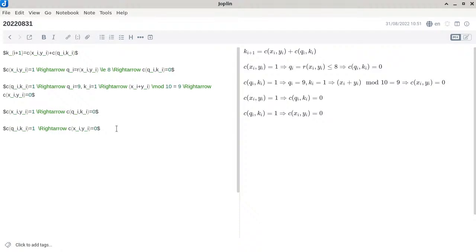What is the result? In other words, if I were to ask you, can both C of xi, yi and C of qi, ki, can they both be ones? What would be the answer? It has to be a no. Okay. Wow. So how is that going to help us? It means we don't need addition anymore. We can just use the or.